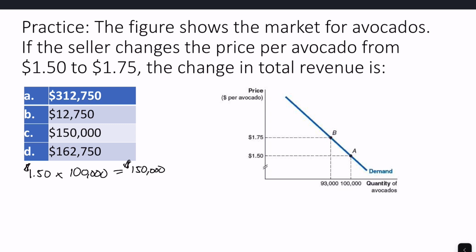Right. Then we're going to raise the price to $1.75. And if we raise the price, we have to go up that demand curve. At a higher price, we'll sell fewer units. So instead of selling 100,000 units, we'll only sell 93,000 units, like so. And so that revenue, if you put that in your calculator, will be $162,750.